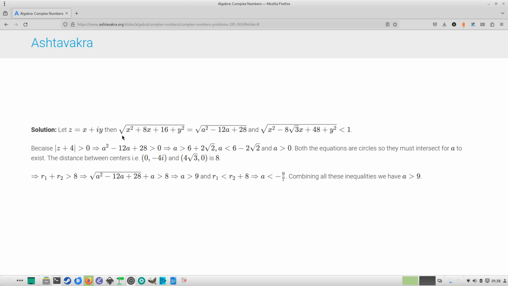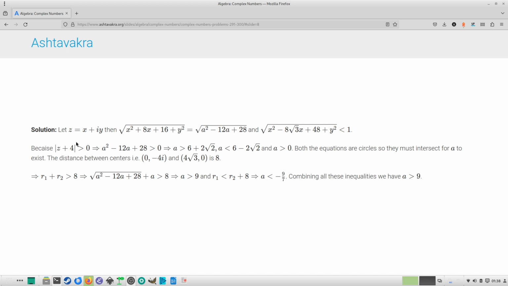Then from the first equation we have square root of x square plus 8x plus 16 plus y square is equal to square root of a square minus 12a plus 28. And from the second equation we have square root of x square minus 8 root 3x plus 48 plus y square less than 1.